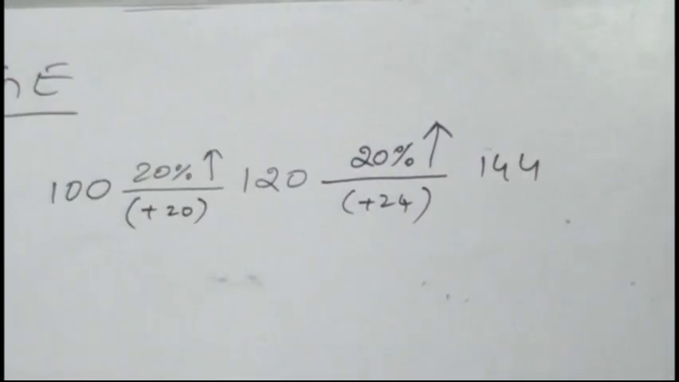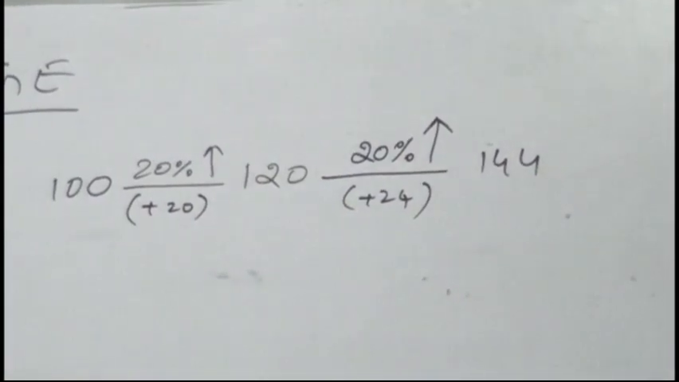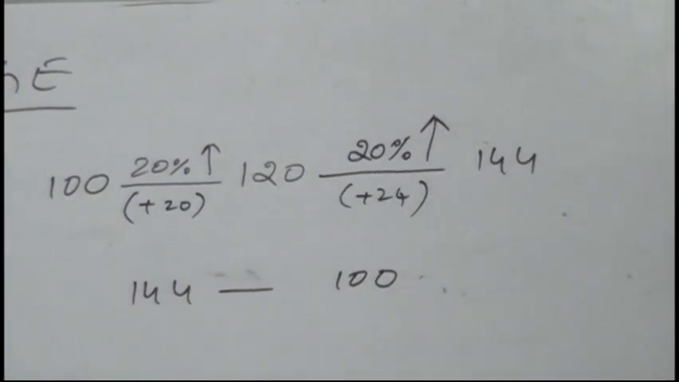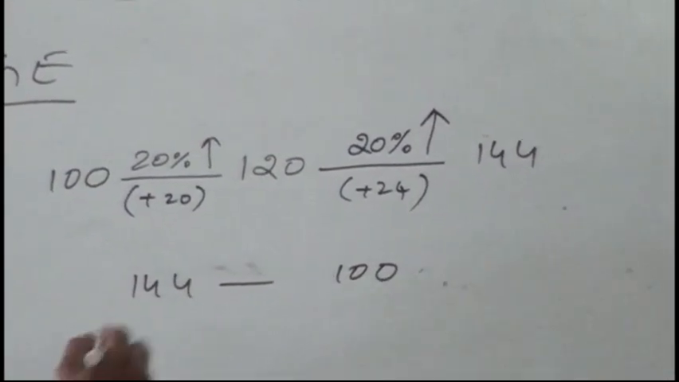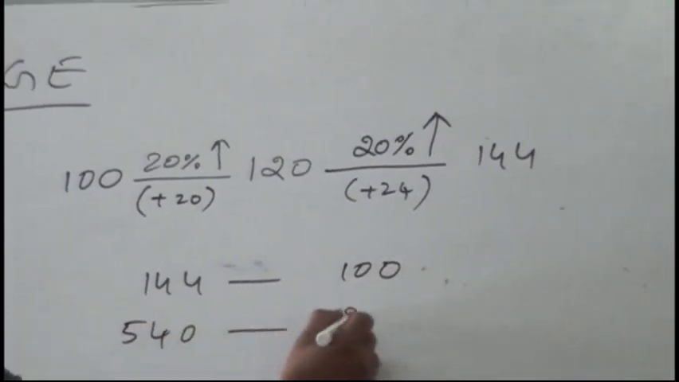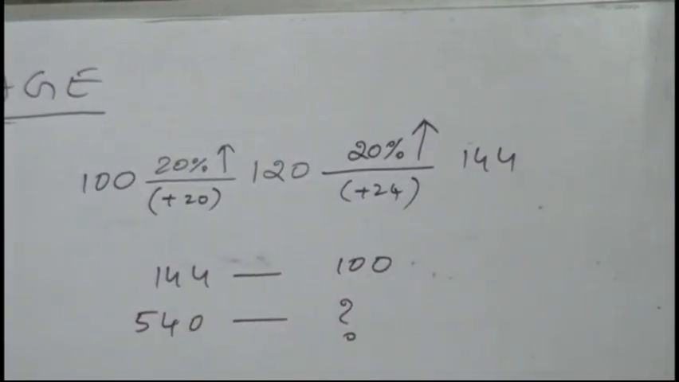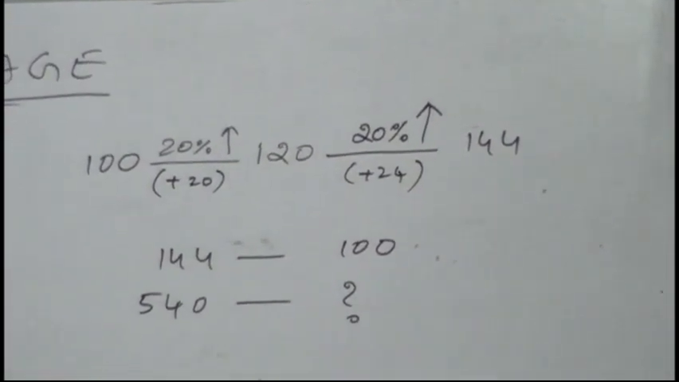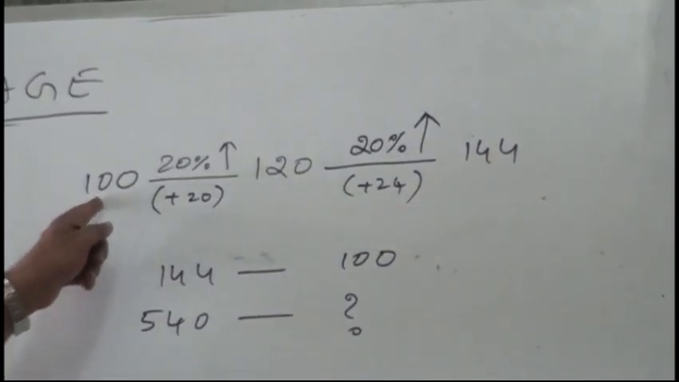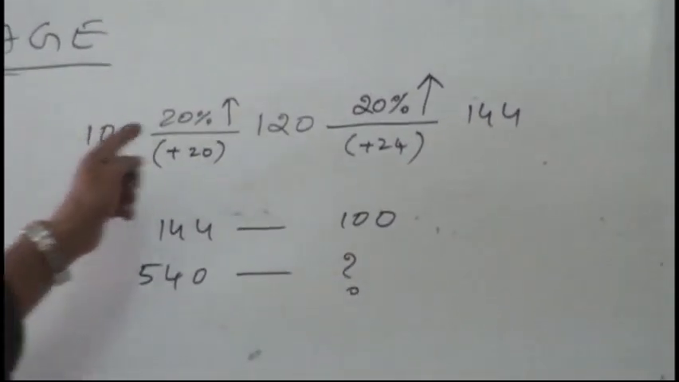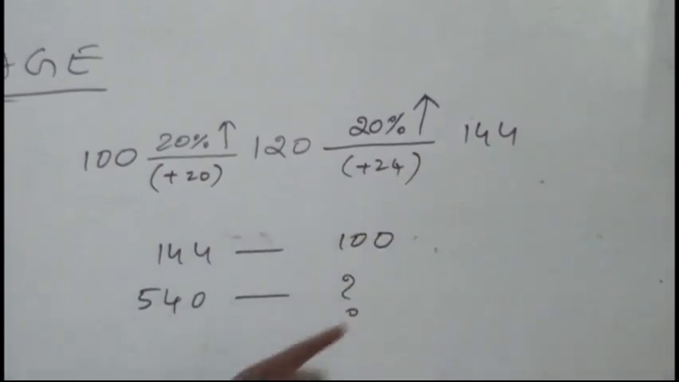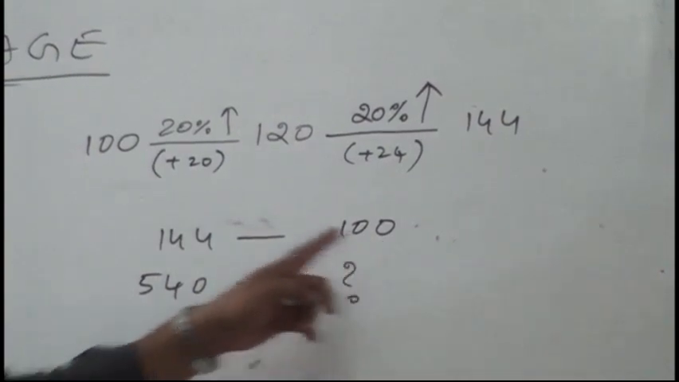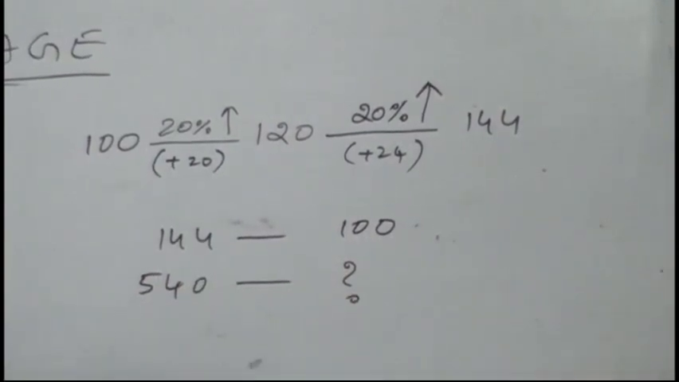144. Now if present height is 144, 2 years ago it was 100. If present height is 540, what was it 2 years ago? Same comparison, same logic. The logic that we applied here, same logic we are applying. If you suppose it was 100 2 years ago, present it should be 144. So present is 144, when it was planted it was only 100. Present is 540, what was it 2 years ago?